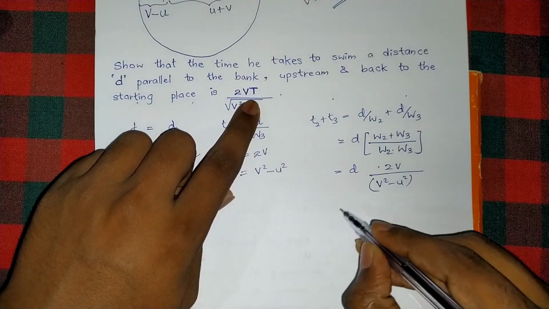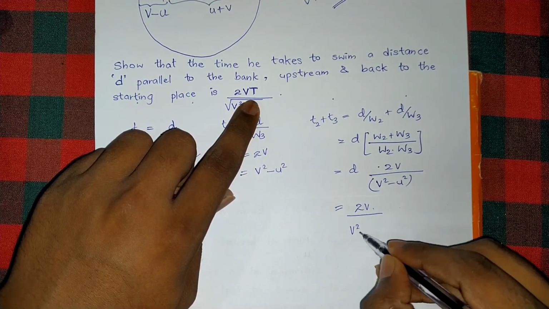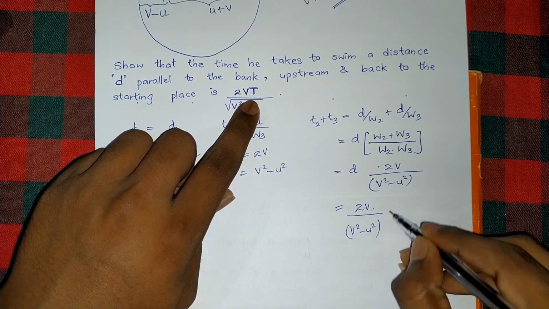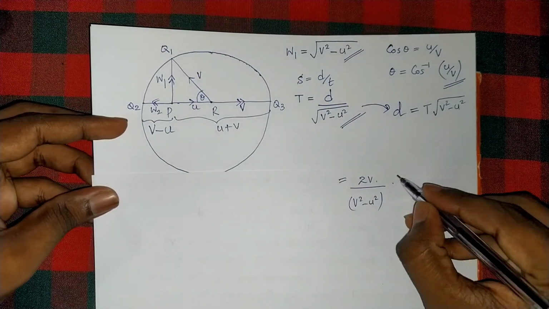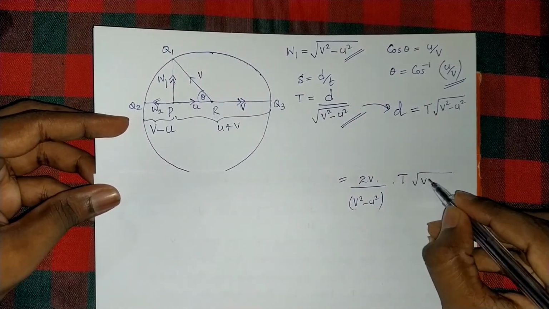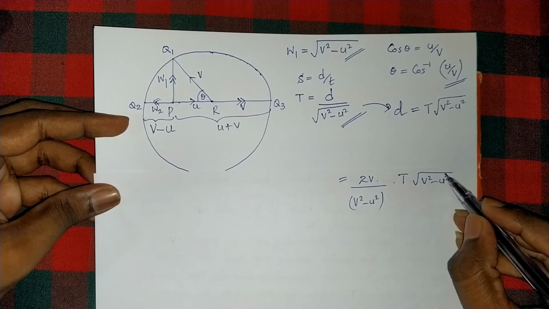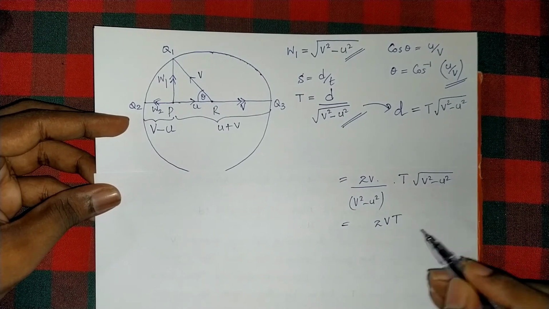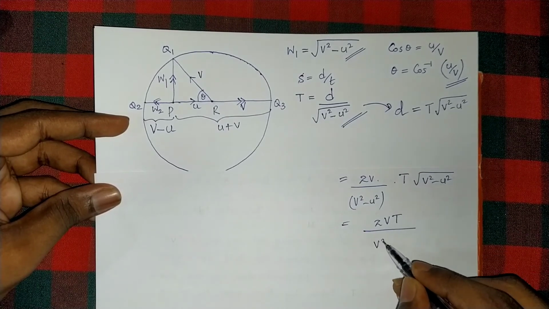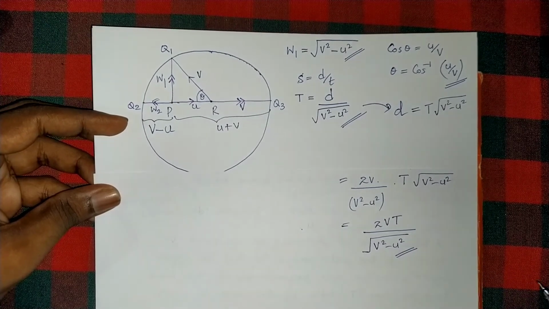So now I am going to substitute D. From the earlier part I have D as the subject, which is equivalent to capital T square root V square minus U square. When I simplify these two expressions, I get the answer as 2VT over the square root of V square minus U square. So this is the total time.